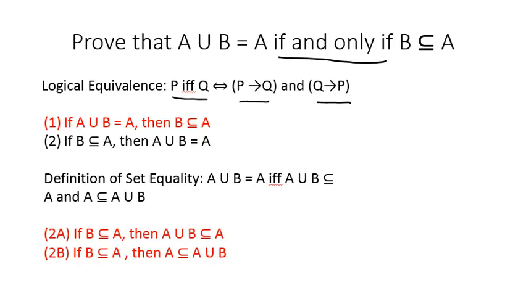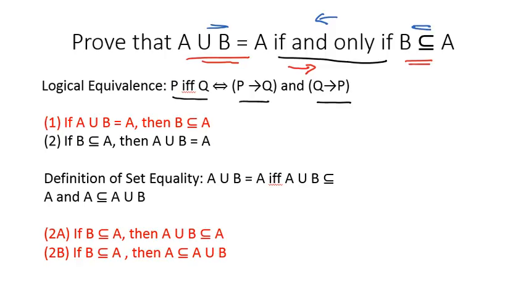So to prove this statement, we have to prove two things. First of all, if A union B equals A, then B is a subset of A, so that's going in that direction. And then we also have to prove the other direction, because if and only if, Q implies P. So if B is a subset of A, then A union B equals A. So that's going back in this direction. So we've got two things to do. Now here's where it gets even more tricky.